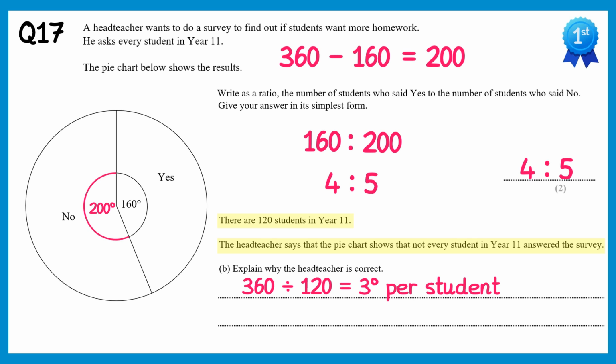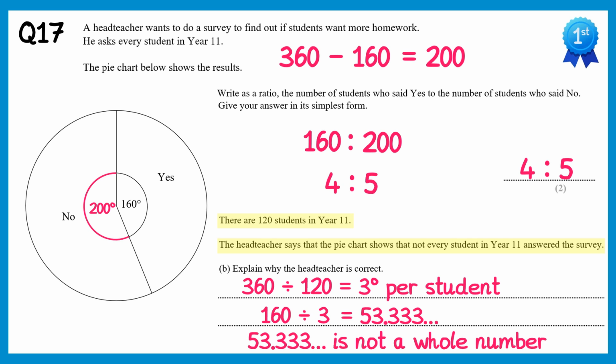Now, our section for yes has 160 degrees, so if we do 160 divided by 3, we end up with 53.3 recurring. This would suggest that the number of students that said yes was 53.3 recurring. Now obviously you can't have that many students, the number of students needs to be a whole number. So since 53.3 recurring is not a whole number, we can be sure that not all of the students answered this survey.